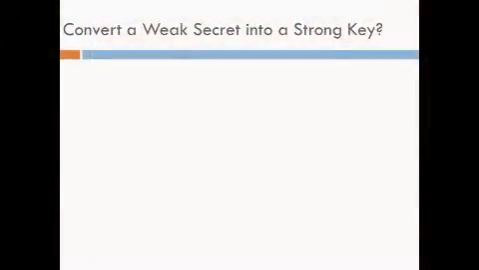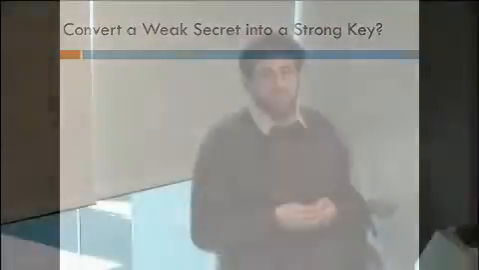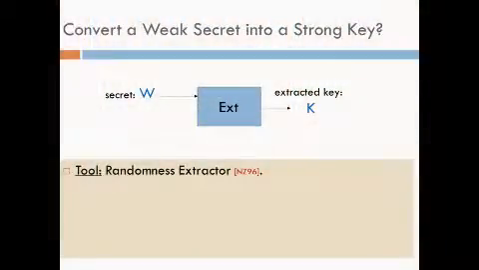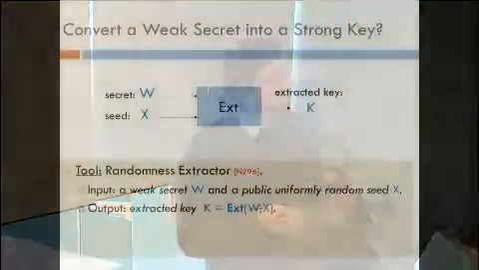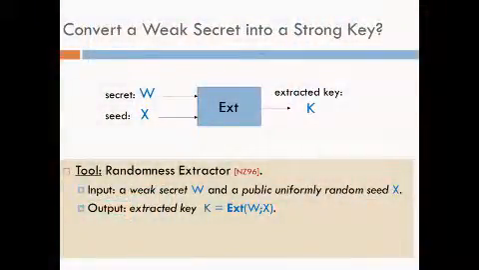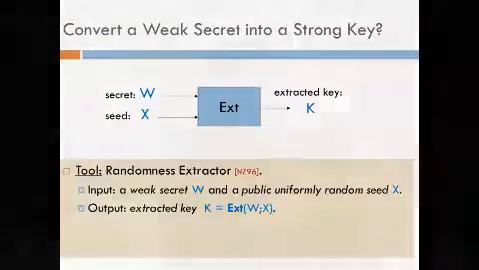So the first question we can ask is, is there just a general method that lets us convert a weak key into a strong, kind of uniformly random cryptographic key? Can we just do something generic like that? And there's actually a tool that's designed for this purpose. It's called a randomness extractor, defined by Nisan and Zuckerman in '96. And this is a function that takes a weak secret W and somehow extracts out a uniformly random key.